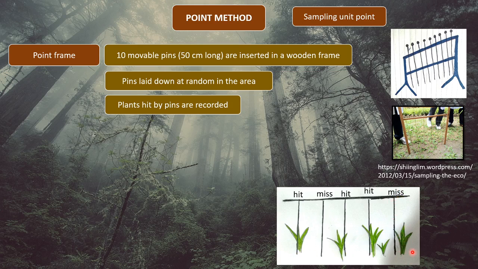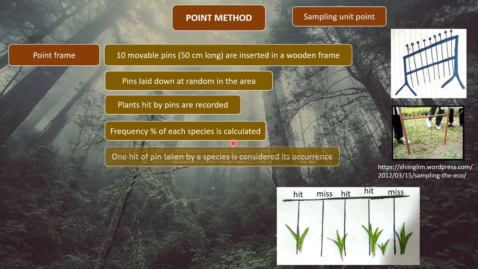So there might be many species present, but it is obvious that the pin is not going to hit every species, and so only those species that are hit by the pin will be recorded for the purpose of study, right? So the plants hit by pins are recorded, and then again the frequency percentage of each species is calculated. So in this way point method can also be used. So one hit of pin taken by a species is considered its occurrence.